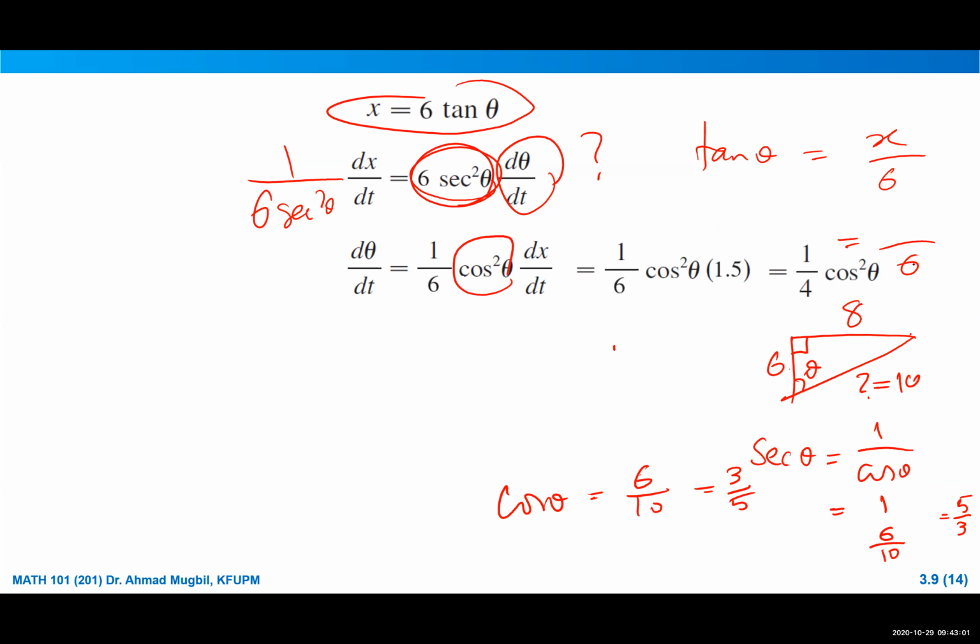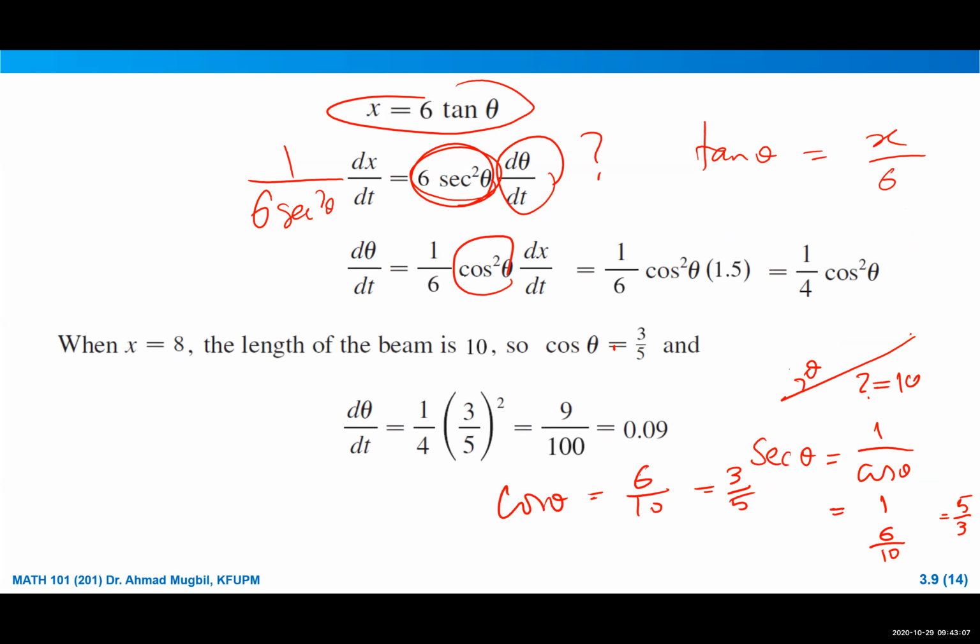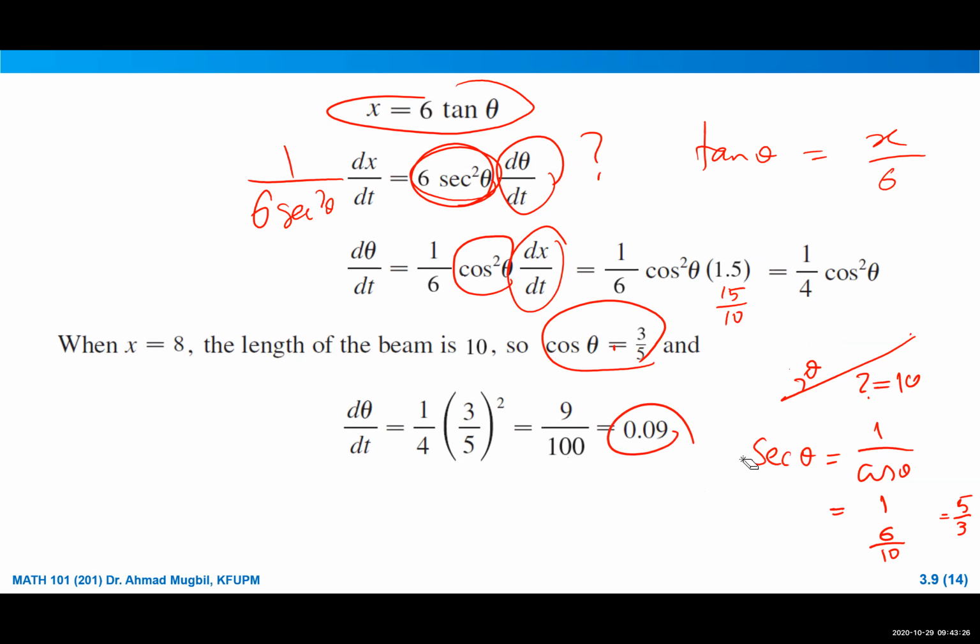In the next step he did it. Okay, we have it, guys. I can do it from the beginning. Look here, he substitutes by dx dt. We have it, it is given. It is 15 over 10. Simplify, it will be 1 over 4. Then substitute by cosine theta, 9 over 100. It is 0.09, and it is expected. It is positive. If you got it negative, it means that you are wrong.